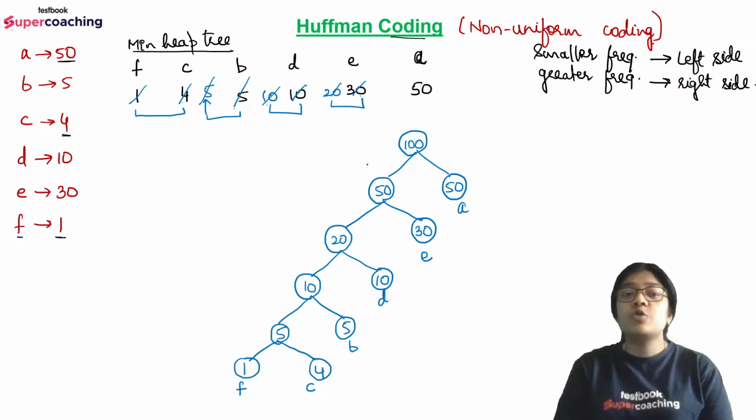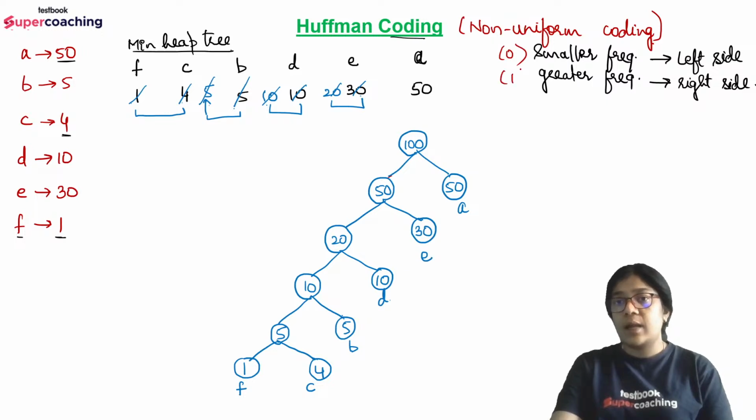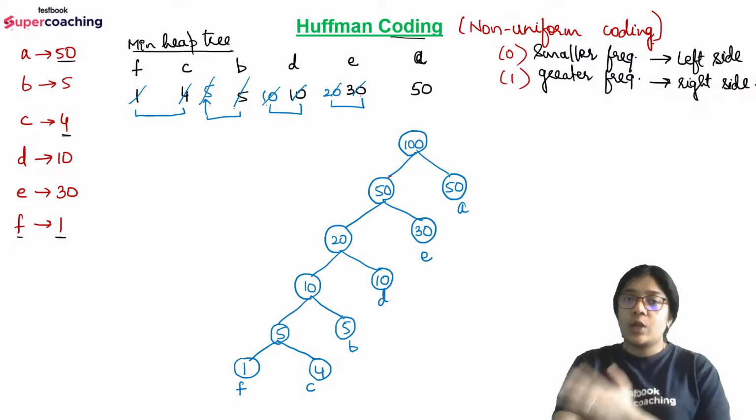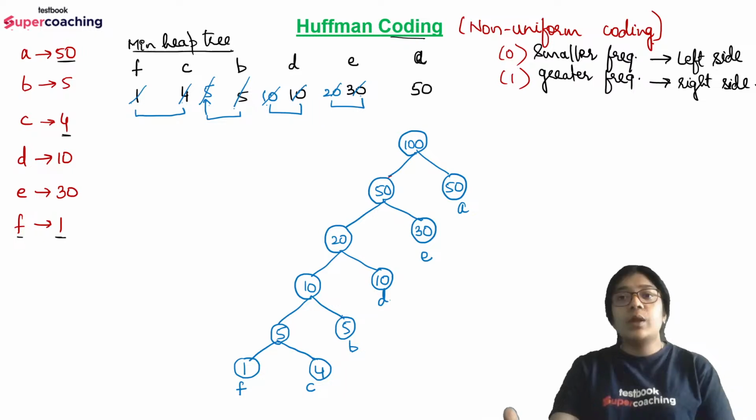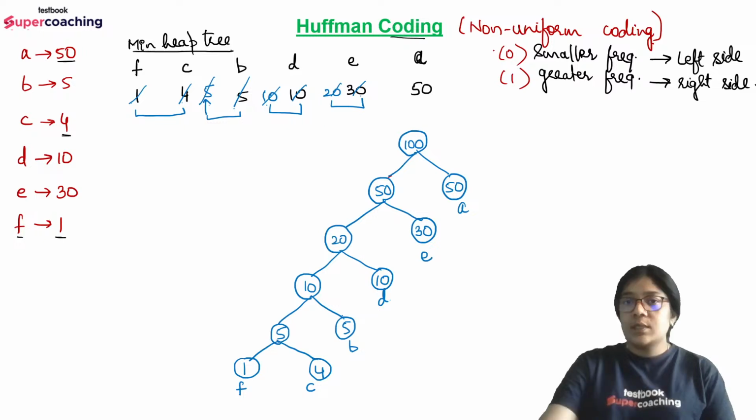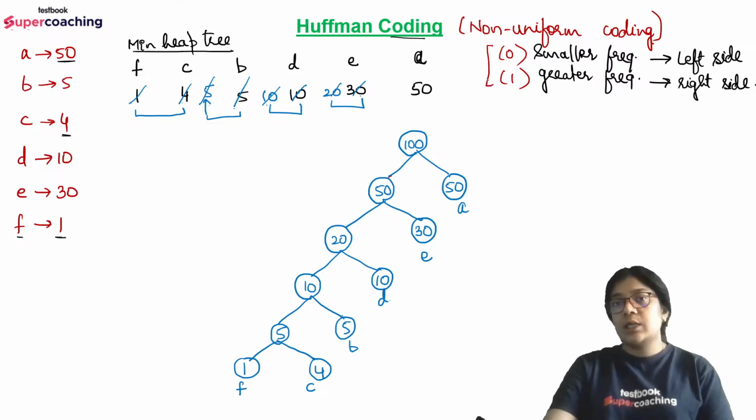Now we have to generate the code. How will we generate the code? Let's say to the left side we are giving the 0 and right side 1. Either you give 0 on the left side and 1 on the right side, or 1 on the left side and 0 on the right side. Anyhow you can follow any approach. If they are asking for the code, it will be given in the question what the code will be. But the standard one is this one. To the left side we are taking the 0 and to the right side we are taking the 1.